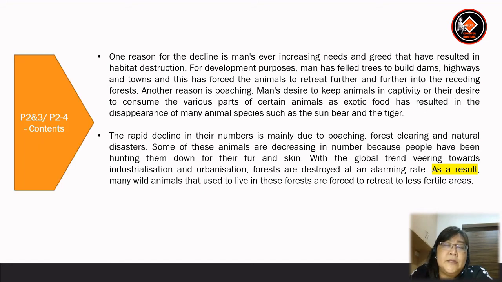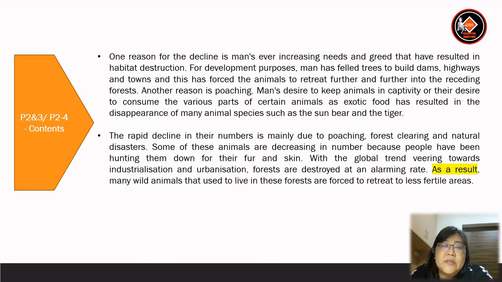Then there are more examples here. One reason for the decline is man's ever-increasing needs and greed that have resulted in habitat destruction. For development purposes, man has felled trees to build dams, highways, and towns, and this has forced animals to retreat further and further into their receding forests. Another reason is poaching. Man's desire to keep animals in captivity or to consume the various parts of certain animals as exotic food has resulted in the disappearance of many animal species such as the sun bear and the tiger. Another example, the rapid decline in their numbers is mainly due to poaching, forest clearing, and natural disasters.